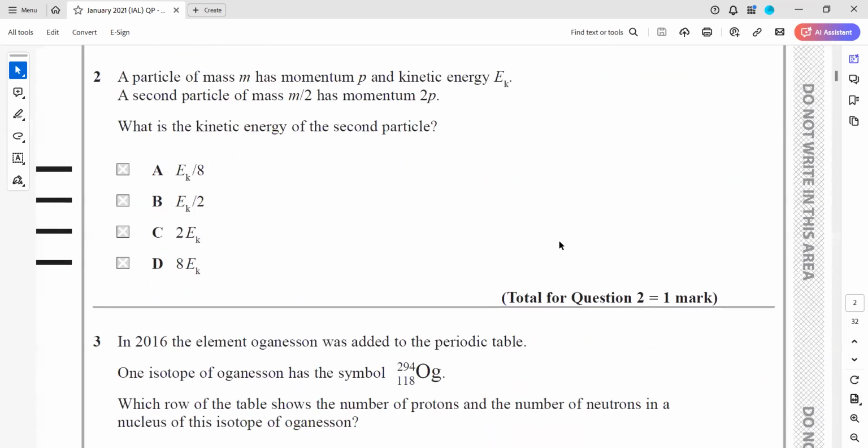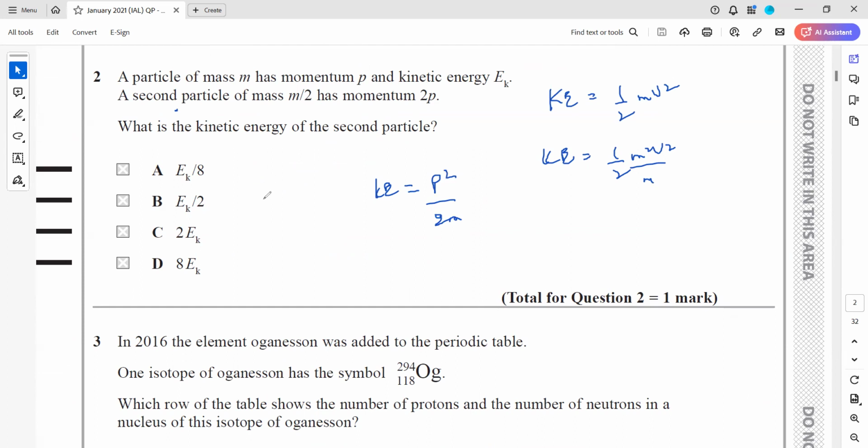The next, a particle of mass m has a momentum p and the kinetic energy Ek. A second particle has mass m by 2 and momentum 2p. What is the kinetic energy? What is the relation? Look, the kinetic energy is half mv square. If you multiply and divide this equation by m, it will be half m square v square over m. M square v square is the momentum square, so kinetic energy is equal to p square over 2m. This is the relation between kinetic energy and the momentum.